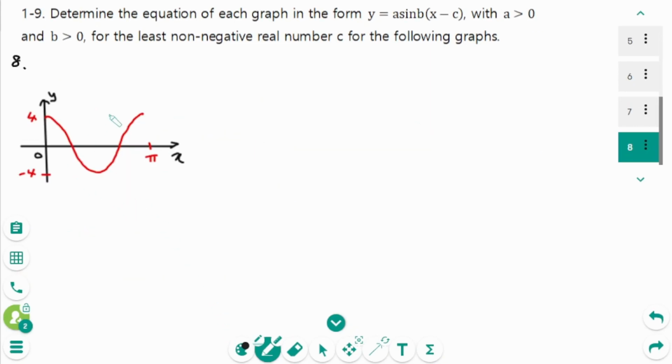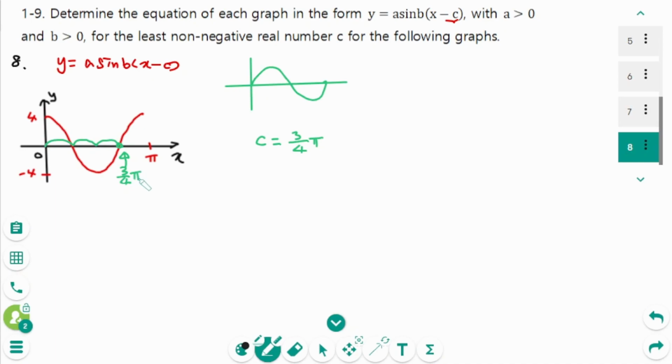Graph 8 is a basic cosine graph, but this is y equals A sine B x minus c form. So let's find it with the equation of a sine graph. We can see the starting point. Remember, here, this point is 3/4 of pi. That means c equals 3 over 4 pi. The amplitude is 4. That means a equals 4. The period is pi.